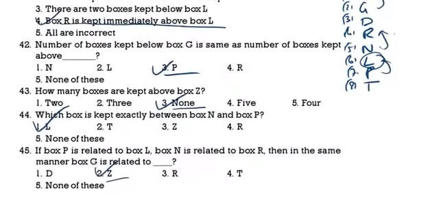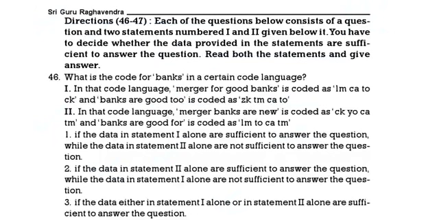See the next question. Here we have to find coding and decoding. So this is coding and decoding. What is the code for banks in a certain code language? So what is the code for banks? That we have to identify.